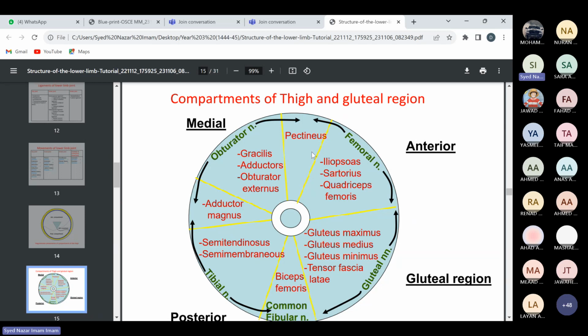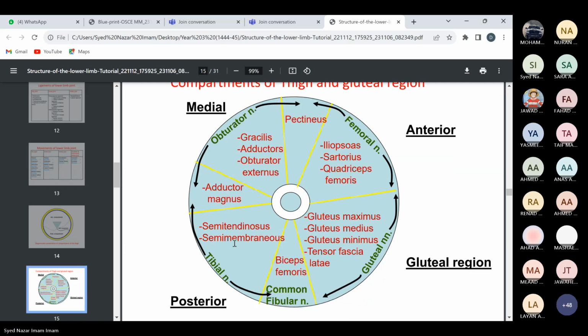Then coming to the medial compartment, what muscles do we have? We have adductor muscles that I have already told you: adductor longus, magnus, brevis. We have the gracilis and obturator externus. This you have to know. Then what do we have in the posterior compartment? We have the hamstring muscles. Remember this, hamstring muscles.